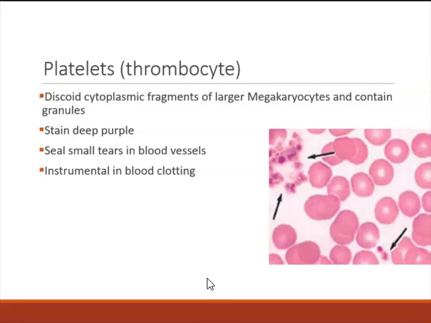The next type of cell that we're going to talk about are platelets. Platelets are also known as thrombocytes. So thrombocytes, these are cells that are very important in clotting. Platelets are discoid cytoplasmic fragments of larger megakaryocytes that contain granules. They can stain a deep purple. They will seal small tears in blood vessels and are very instrumental in blood clotting. So if you see these little dark staining cells that are small in between red blood cells, these are platelets or thrombocytes. Again, very important to clot blood.